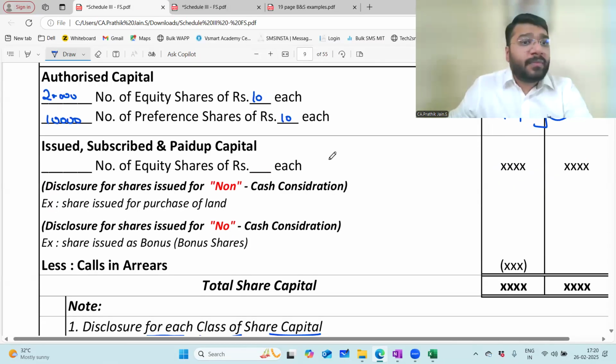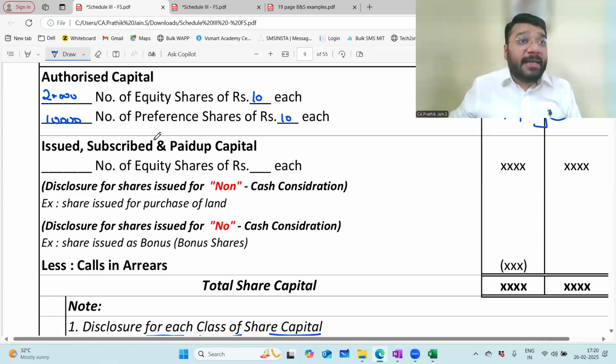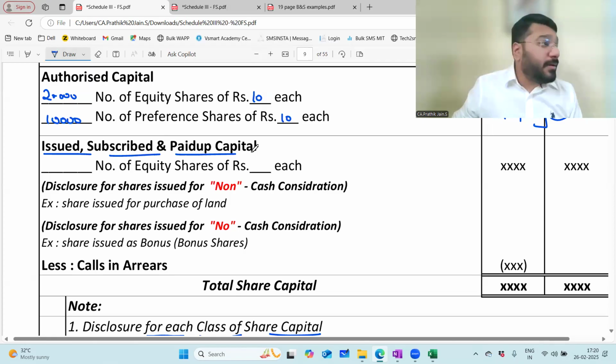Then in 12th standard and CA Foundation, we learned that after authorized capital we have something called issued capital and subscribed capital separately. Now here, what they've told us is that issued and subscribed will be combined together. Issued, subscribed and paid up capital will be combined together.